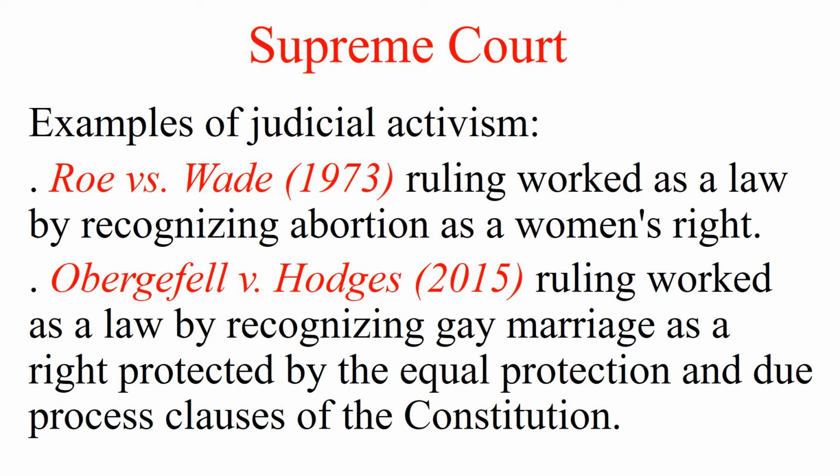So some examples of judicial activism would be the famous 1973 ruling, Roe versus Wade, which created abortion as a women's right on the grounds that it's a matter of privacy for women as it impacts their bodies. And also a 2015 ruling of Obergefell versus Hodges, which recognized gay marriage as a constitutional right protected by not one but two clauses of the U.S. Constitution, the Equal Protection Clause and the Due Process Clause.